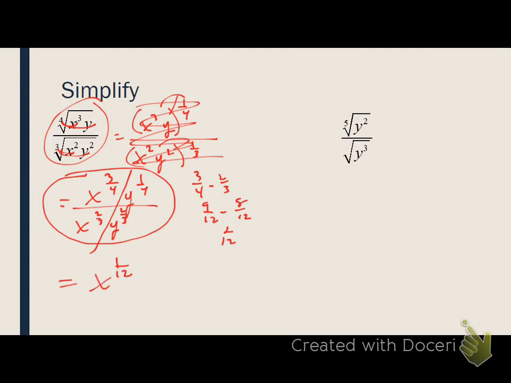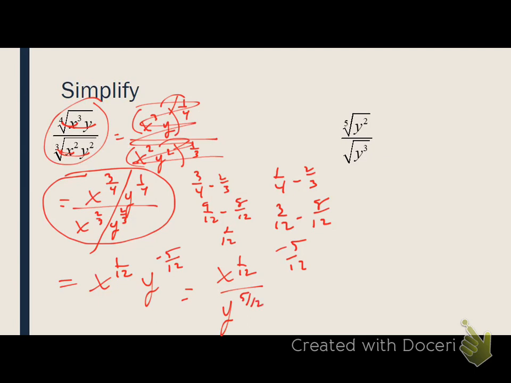And then for the y, we get 1/4 minus 2/3. So this is going to be 3/12 minus 8/12, which is negative 5/12. So we get negative 5/12 power. The y has a negative exponent. We've got to drop him into the denominator of a fraction to make that exponent positive, and then we're done. Okay?